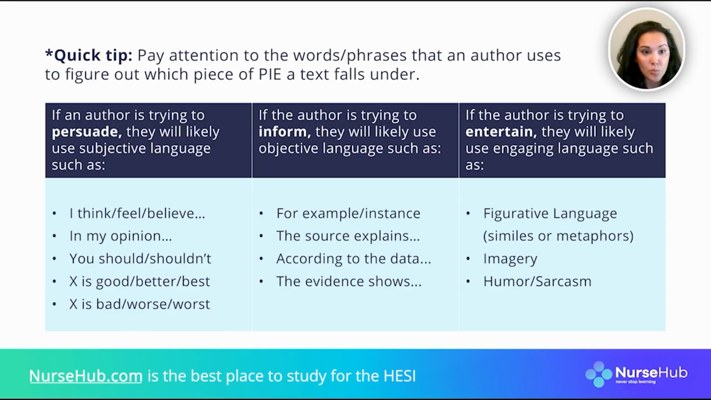Each column has words or phrases that align with the purpose. So the first is persuade. The author might use words like I think, I feel, or I believe, in my opinion, good, better, best, things like that. An informative text is going to likely use objective language like, for example, this source explains, according to data. And an entertaining text might use things like figurative language, similes, humor, sarcasm, things like that.